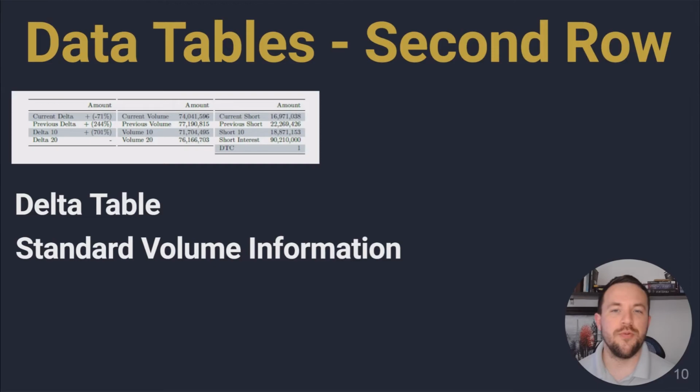The second row has the delta table. The delta table can be a little intimidating at first, but I think it's pretty straightforward once you work through it. The delta table gives us two bits of information: the current value of delta and if it is positive or negative. And then inside of the parentheses, it tells us the change in the delta value as compared to the row below it. So let's work through this.